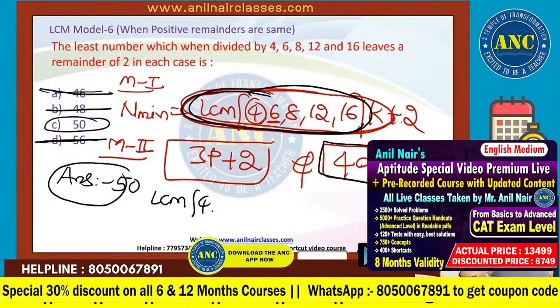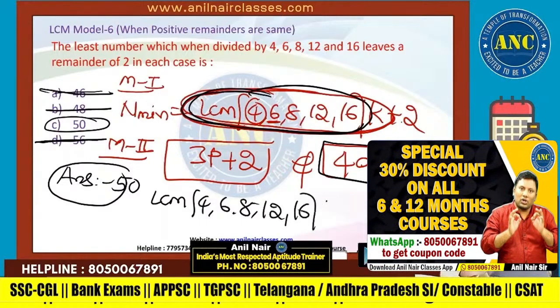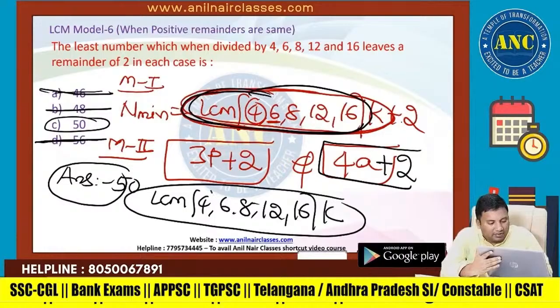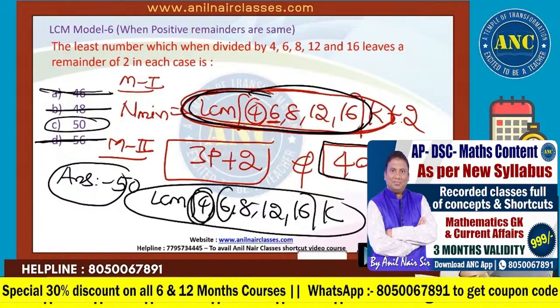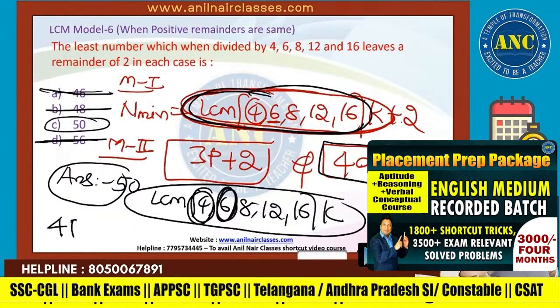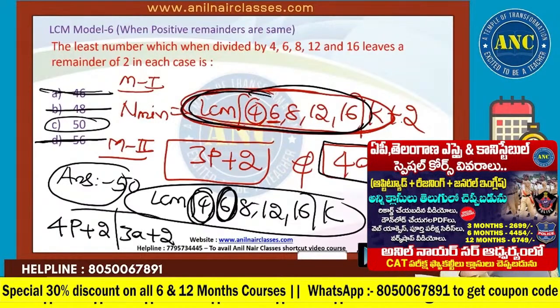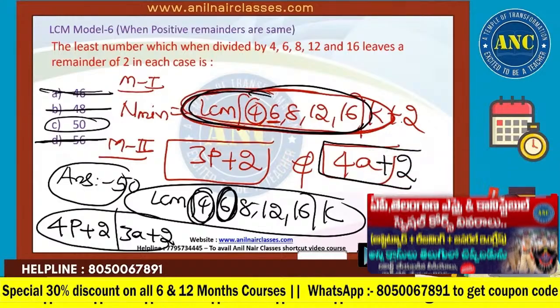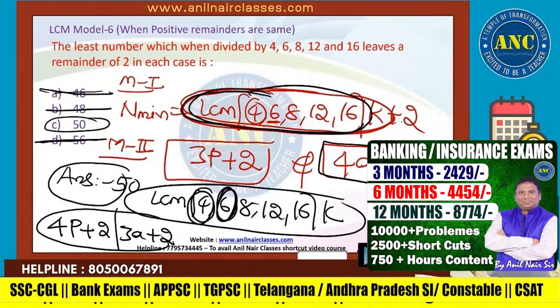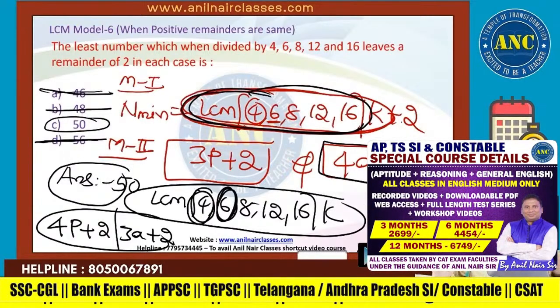Again I am explaining. LCM of 4, 6, 8, 12, 16 into k. This entire number is divisible by 4 and by 3, and it gives a remainder 2. The answer should be 4p plus 2 or 3a plus 2. Go by the answer option. You don't need to write your answers. I am not interested in listening to your answer unless I ask you to solve a question. Listen to my class carefully. I hope it is clear.